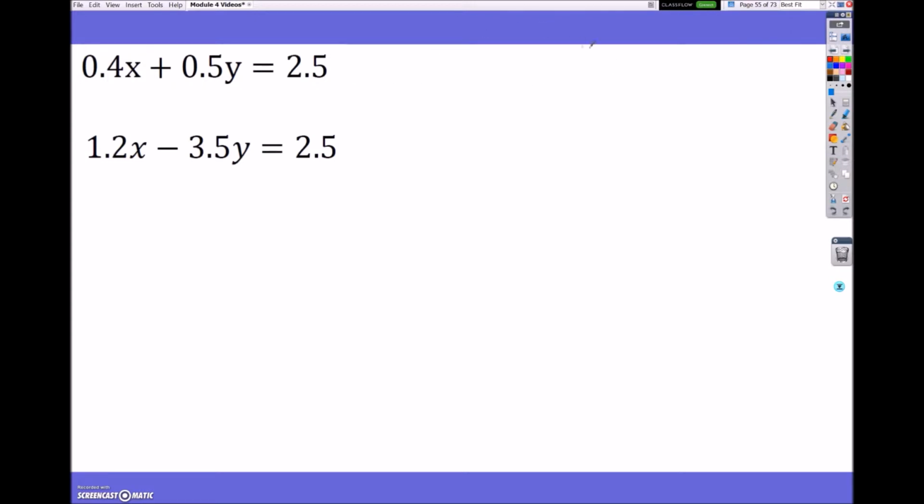Alright, so let's go ahead and look at this one now. This one looks a tad tricky because it has decimals. The first thing I want to do is, I'm not a big fan of decimals. So if you notice, if you multiply everything by 10, you just move the decimal over one spot to the right. So I could have two new equations of 4x plus 5y is equal to 25, and then I can also have 12x minus 35y is equal to 25.